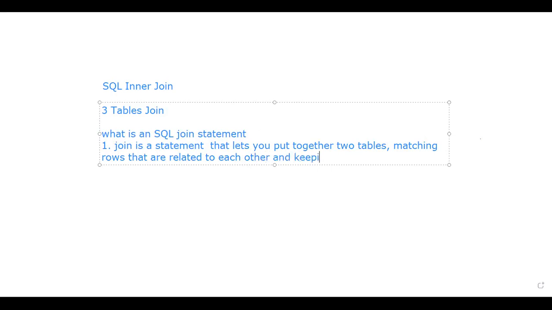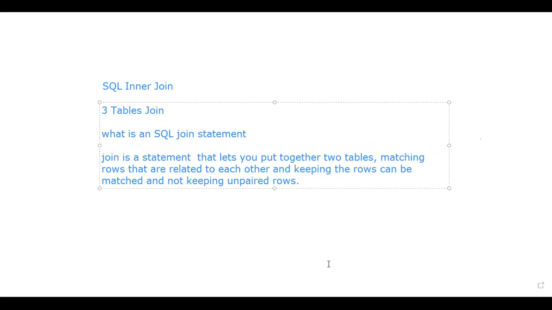And keeping the rows that can be matched, not keeping the unpaired rows. This is the actual statement. If you understood from this, join is a statement that lets you put together two tables, matching rows that are related to each other, keeping the rows that can be matched and not keeping unpaired rows. Nothing to worry about this definition, I will show you in real time how the join statement would be.